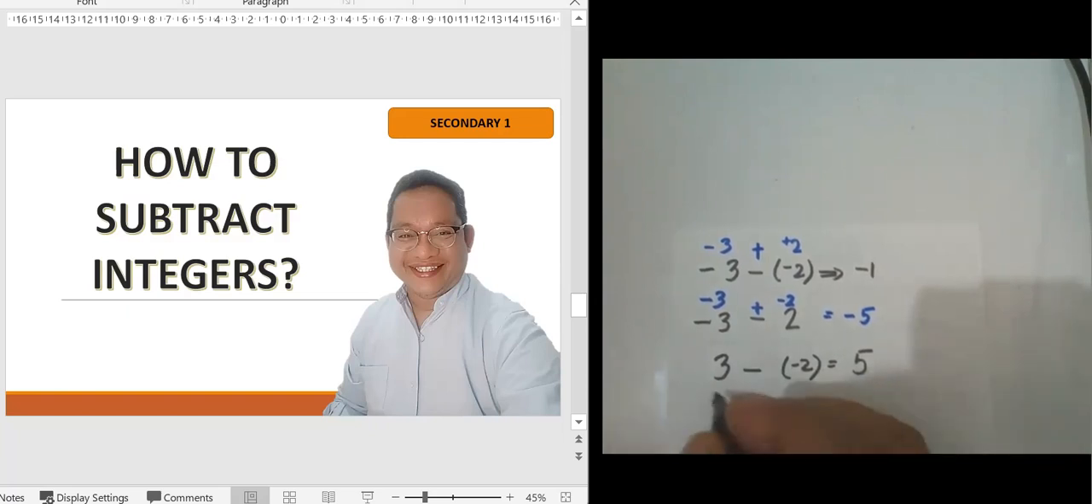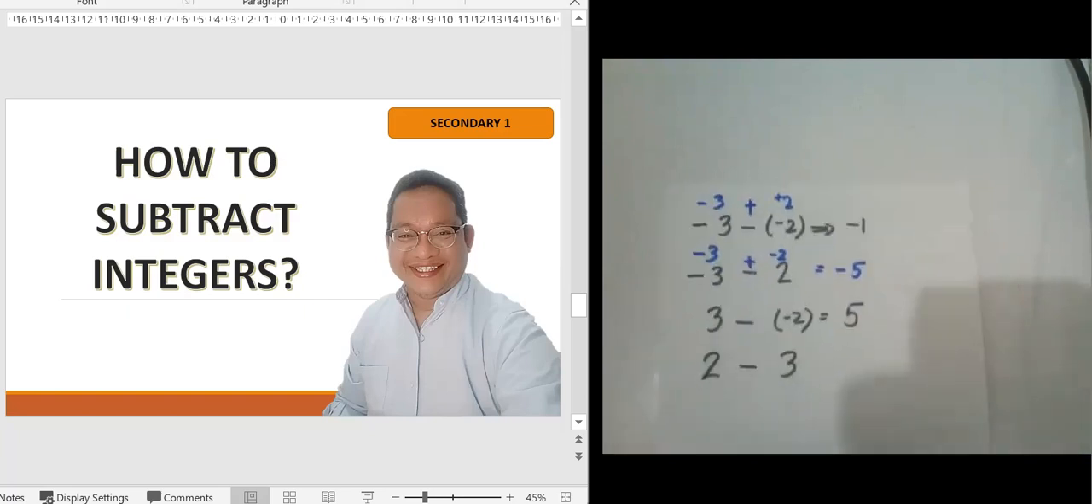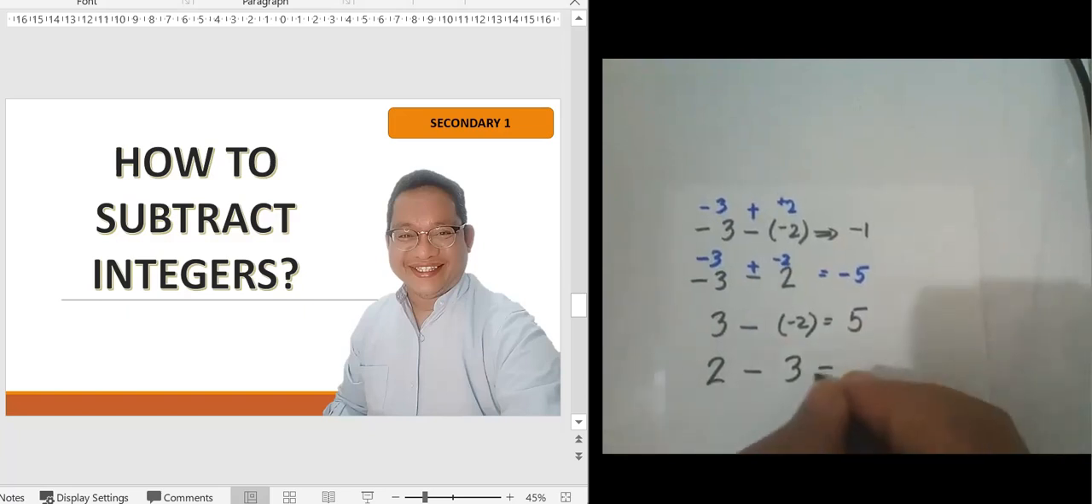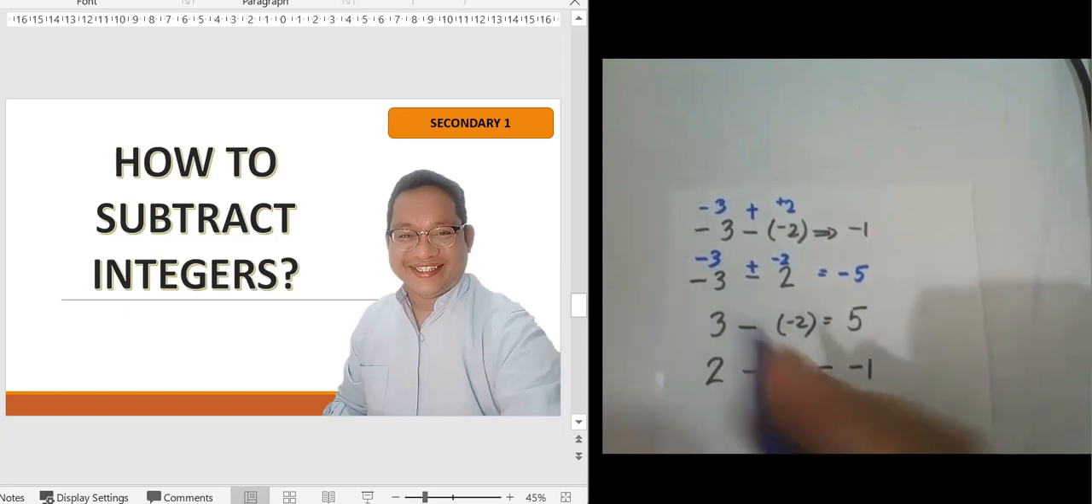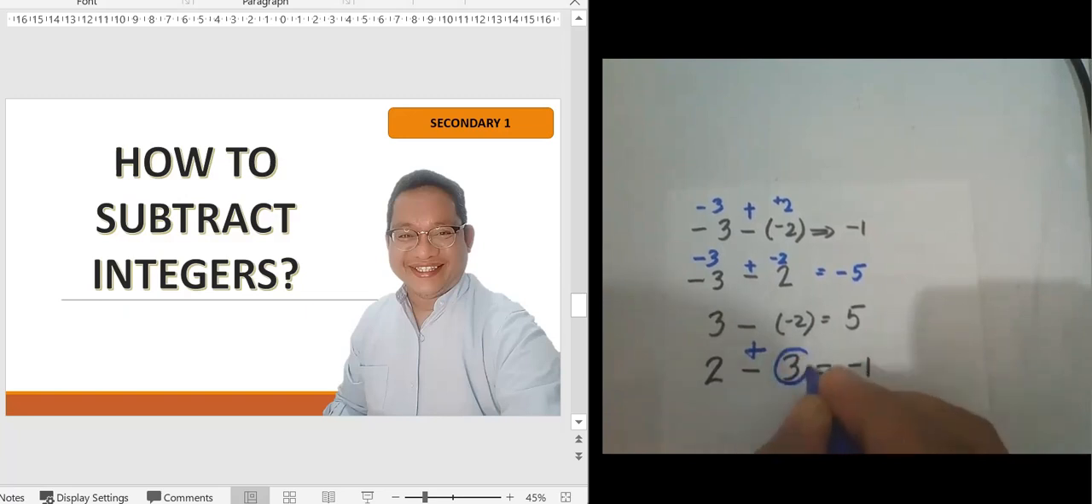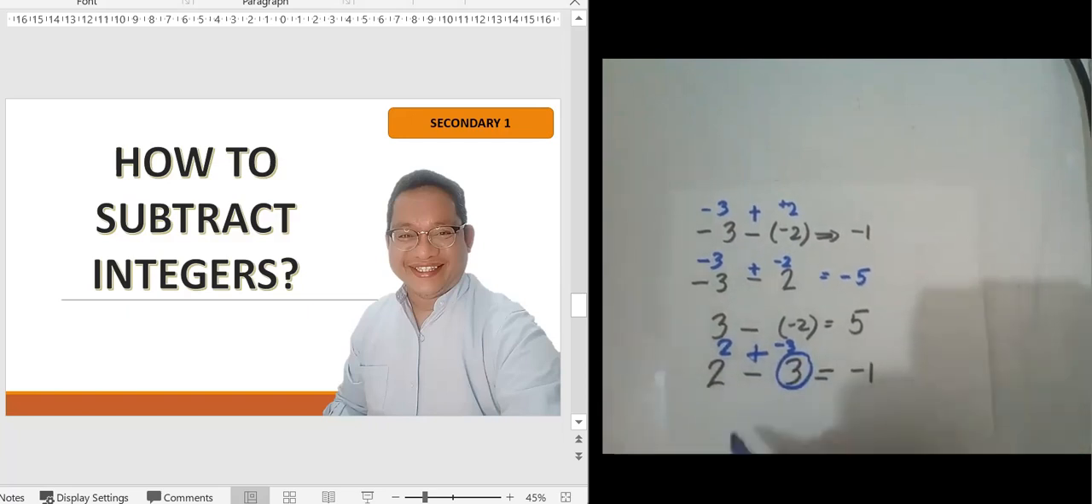So let's say, for example, you have 2 minus 3. Please, it's not 1, but it's actually -1. Why is that so? Because again, what you're gonna do, the minus make it plus, and this 3 here make it -3. So 2 plus -3 is -1.